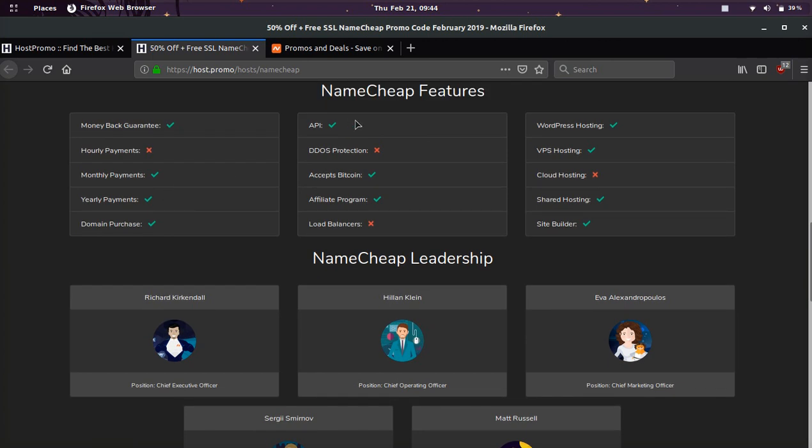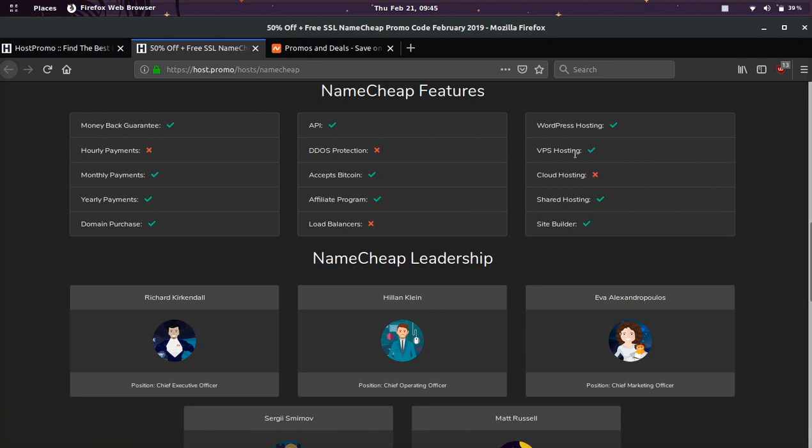They have an API, which is pretty cool. Not many domain registrars or hosting companies have APIs. They accept Bitcoin, which is absolutely amazing. And they have an affiliate program. They don't have DDoS protection and they don't have load balancers. So if you're a very big enterprise website, Namecheap is probably not the best service, but for most people, most startups, most websites, most blogs, most e-commerce stores, Namecheap is a very good way to go.